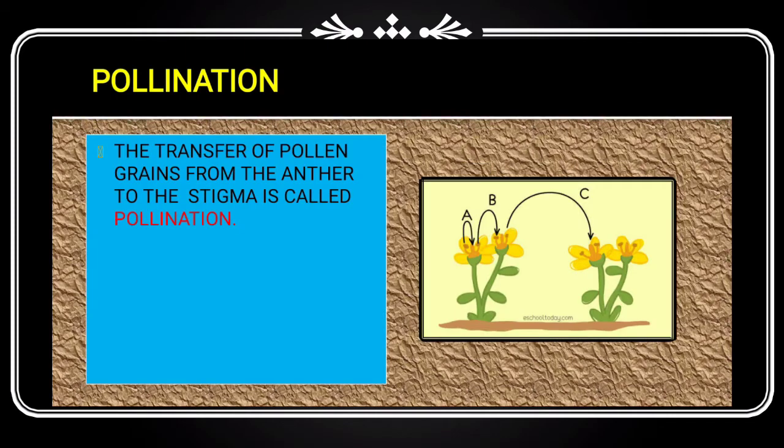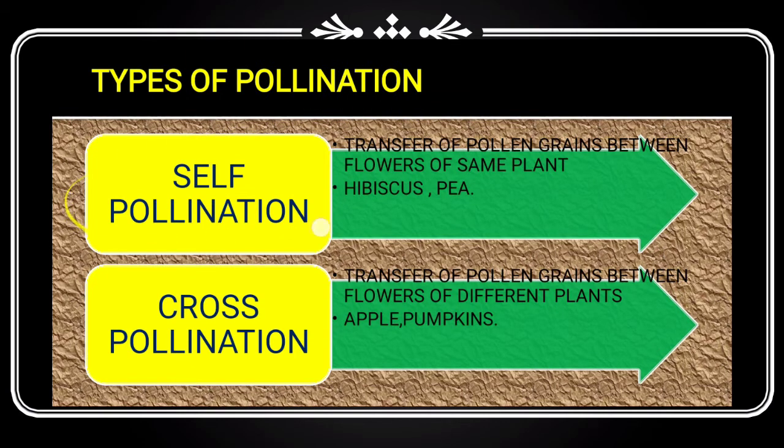Next, moving on to pollination. Transfer of pollen grains from anther to the stigma is called pollination. There are two types of pollination, self-pollination and cross-pollination. In self-pollination, transfer of pollen grains takes place between flowers of the same plant. It can be between the same flower or a different flower on the same plant. Example: hibiscus and pea. Cross-pollination: transfer of pollen grains takes place between flowers of different plants. Example: apple and pumpkins.